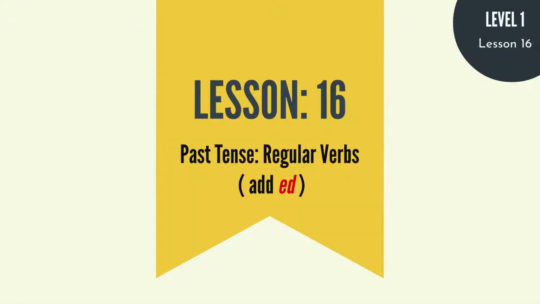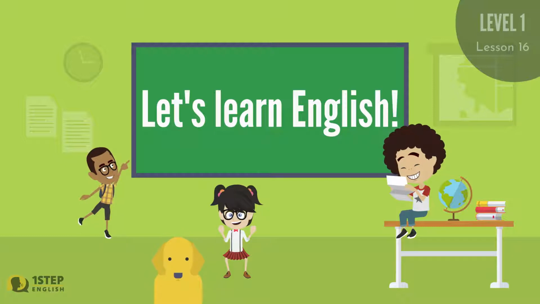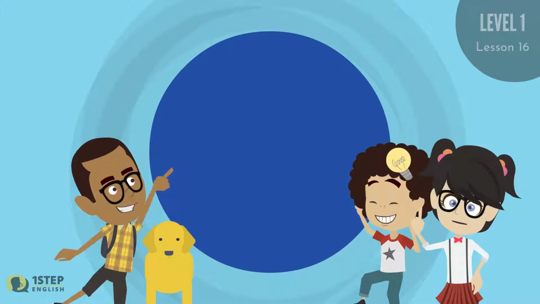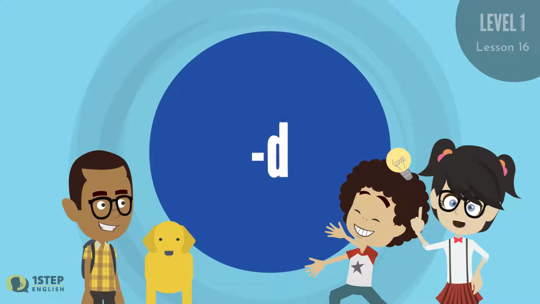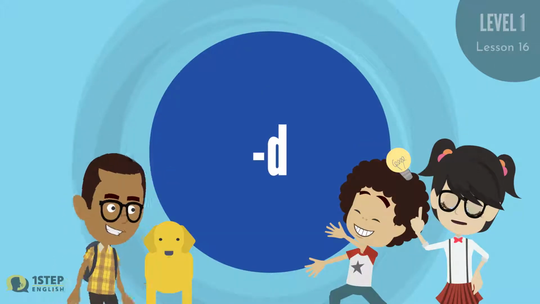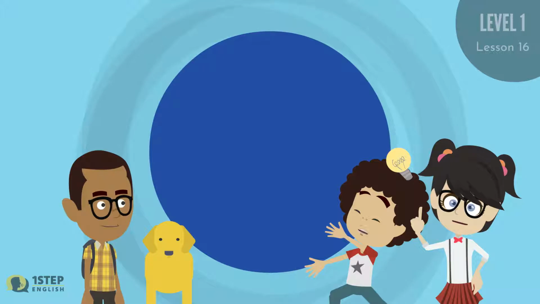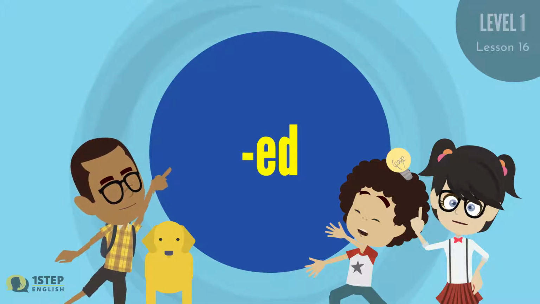Lesson 16. Past tense. Regular verbs. Add ed. Let's learn English. In our previous lesson, we added d to form the past tense of the verb. Today we are going to do a different one. To form some of the past tense of the verbs, we add ed to the present form.